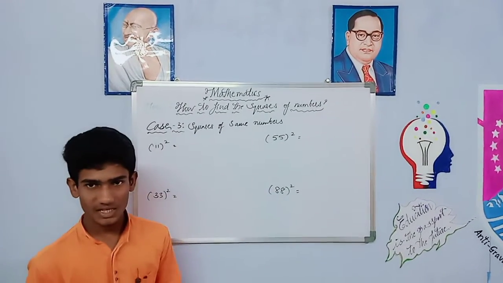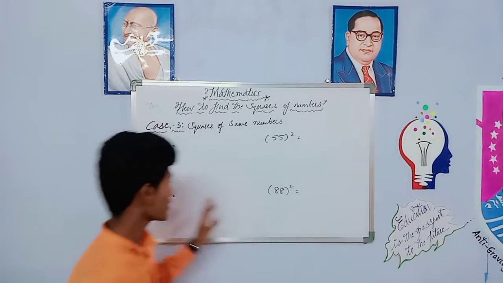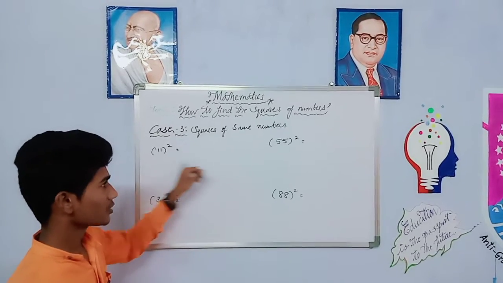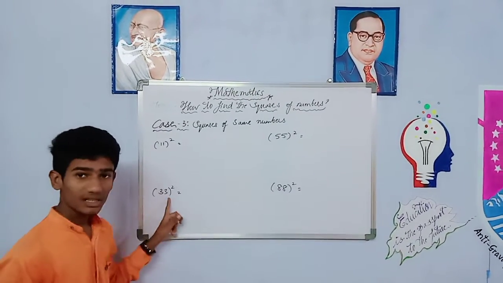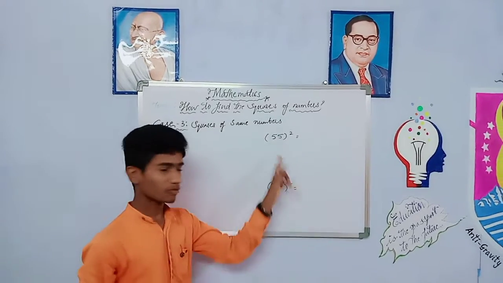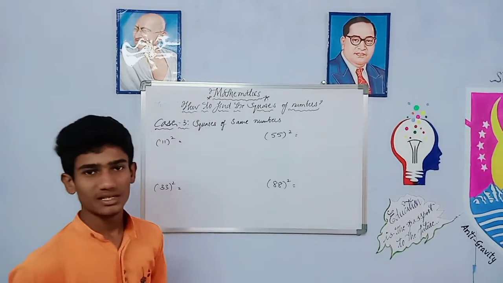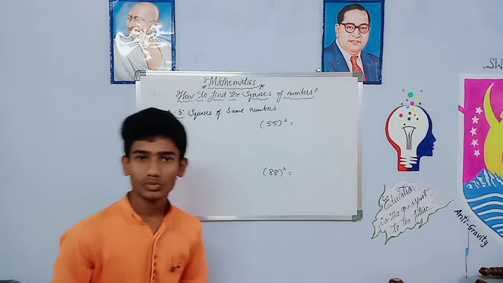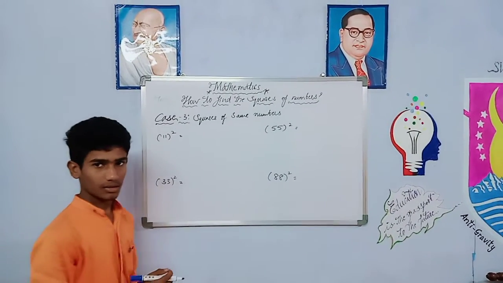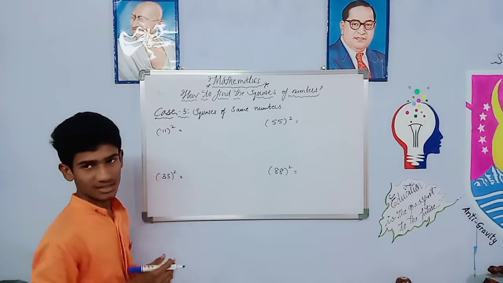Okay, in case 3, the squares are of same numbers. Case 1 starts with 1 and case 2 ends with 1. In case 3, you can see here only same digits. Yes or no? 11, 33, 55, 88, means same digits. When the digits are same, you can get the answer simply.